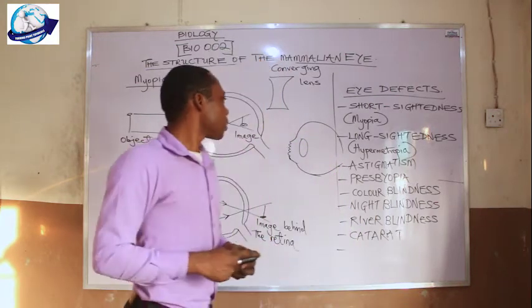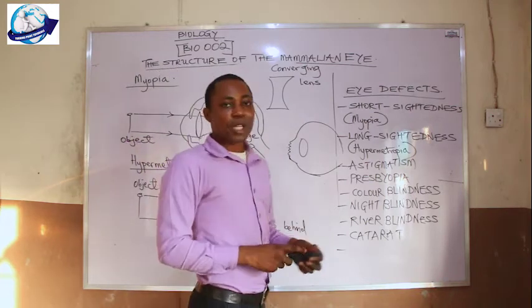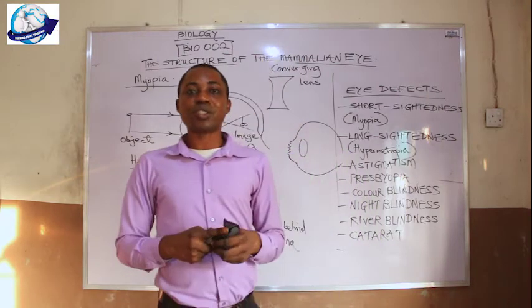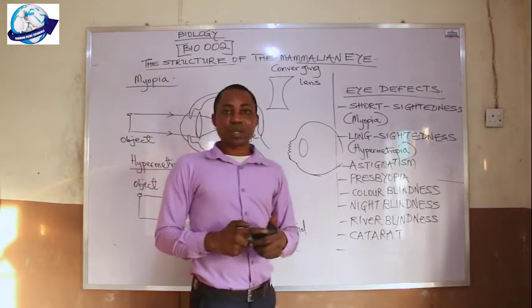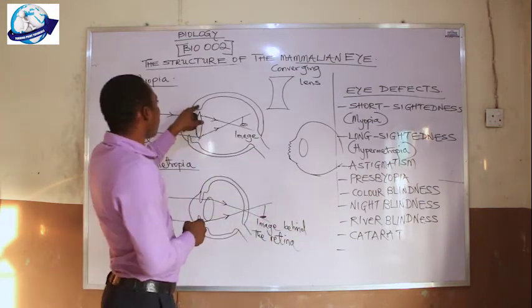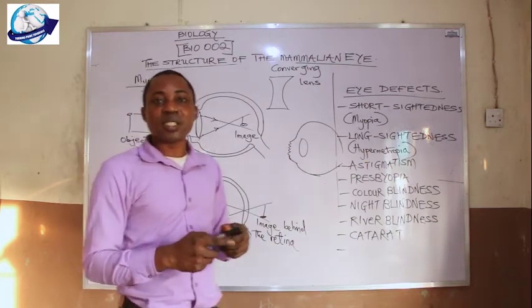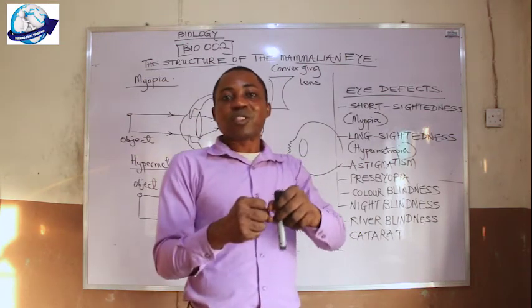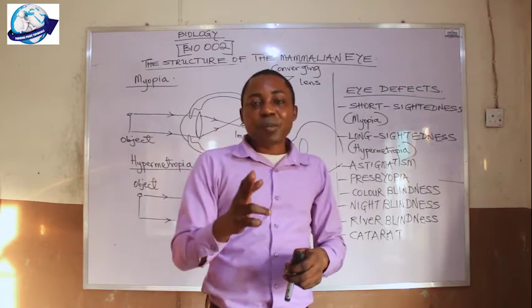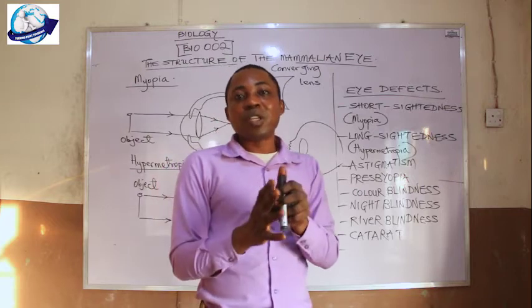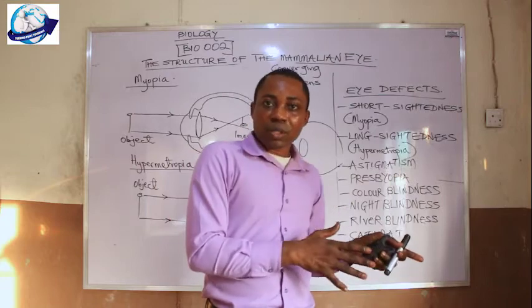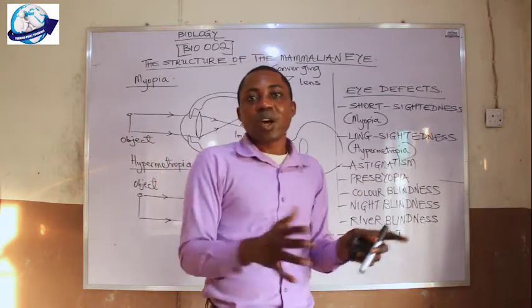The other aspect to consider is presbyopia. Presbyopia is an eye defect that is experienced at old age. When a person gets to a very old age, the ciliary muscle becomes weak, loses its elasticity, and cannot carry out the work of stretching the lens and adjusting its length. That problem can be corrected only when the person puts on a bifocal lens to correct either short sight or long sight, or both of them.